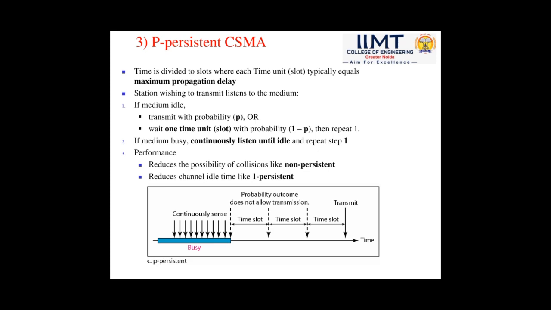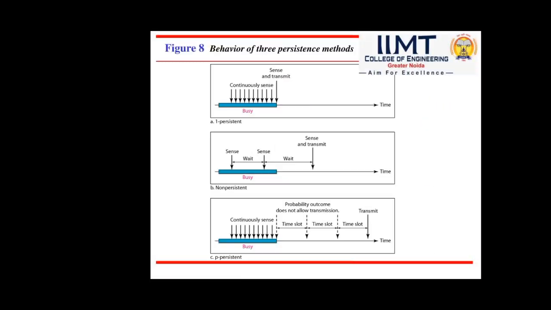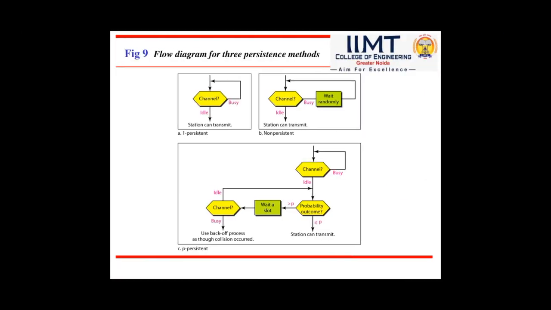How is it decided? Let us understand it through this diagram. In the first case, the one persistent method, when the station finds the channel is idle, it directly sends the frame. When it is busy, it again detects the channel. In the second case, the non persistent method, the waiting time is randomly chosen. And in the third case, when the station finds the channel is idle, it will not send its frame, it waits for some amount of time.